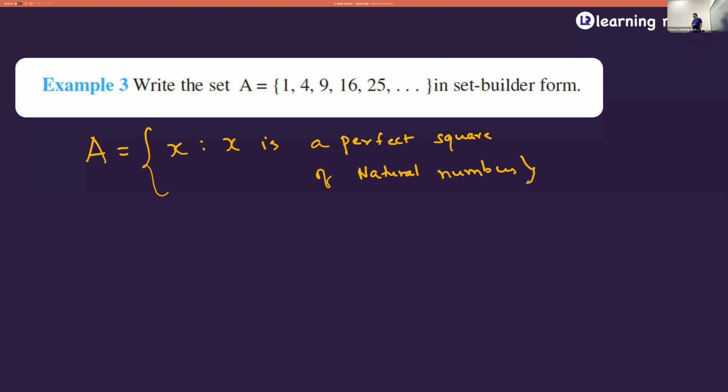I cannot write integers because 0 is included. If at all you want to write it in terms of integers, right? You have to write x is a perfect square of integers except 0. Yeah. So you'll not write not equal to, you'll say x is a perfect square of all integers except 0. So even that it works, no? 1 square is also 1, minus 1 square is also 1. Right?